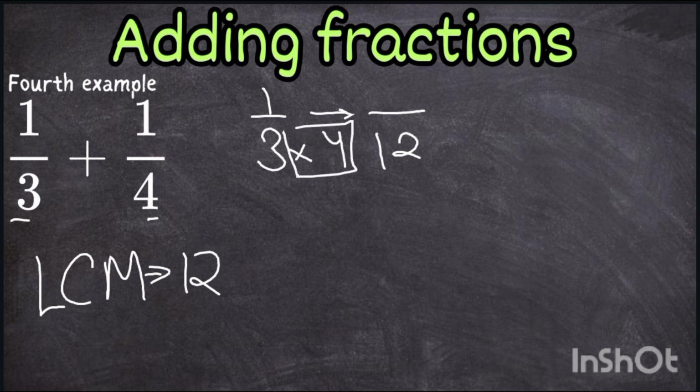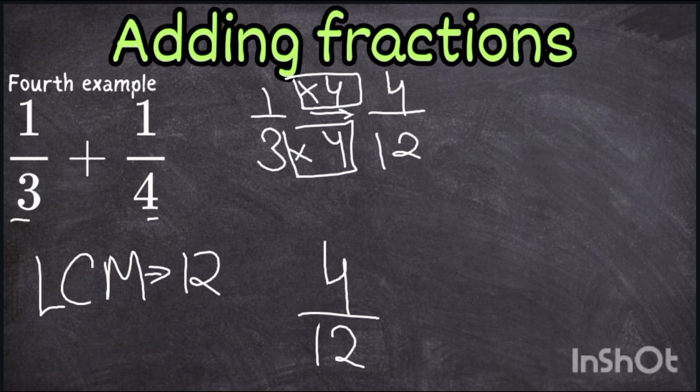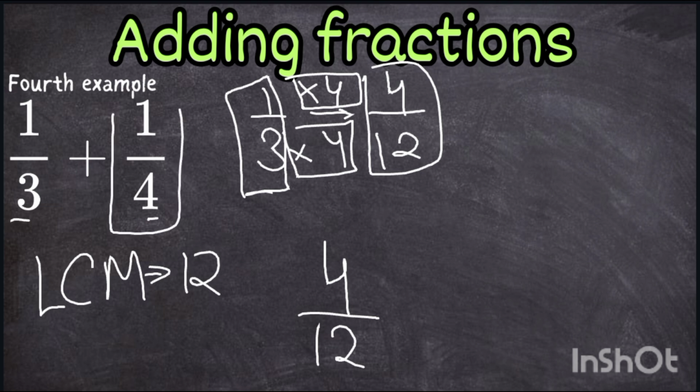Whatever we multiply in the denominator, we need to multiply in our numerator. So 4 multiplied by 1 gives 4. The first fraction we have is 4 by 12, so 1 by 3 is converted to 4 by 12. Now let's convert the second fraction, which is 1 by 4. We need to see what will multiply with 4 to get 12. If we multiply 4 with 3, we get 12.